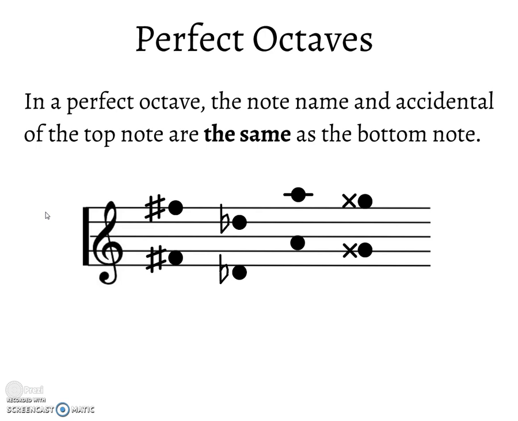G double sharps. So we're talking about an octave, scale degree 1's there, 2, 3, 4, 5, 6, 7, and 8. That's what makes it an octave. What makes it a perfect octave is that the accidentals match.